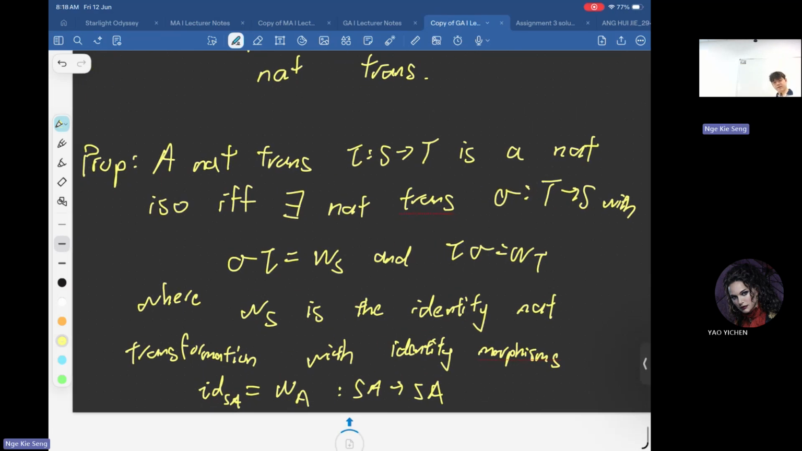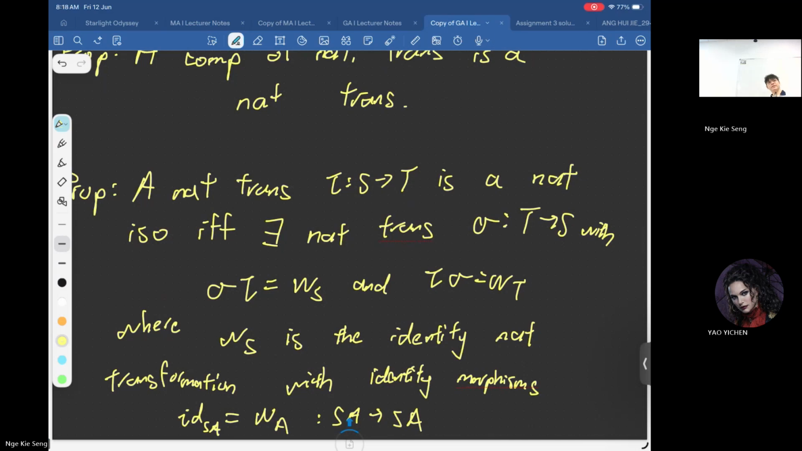So any idea on this proposition? This gives you that every tau c is an isomorphism, right? So it means that there is an inverse for every tau c. Then you can use this inverse to define your natural transformation sigma here.